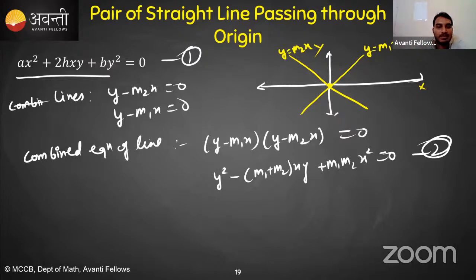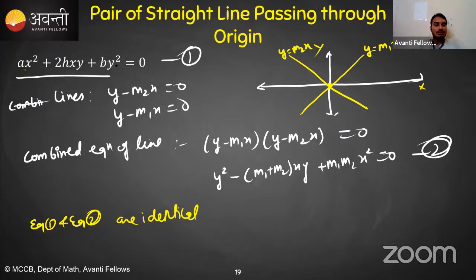Equation 1 and 2 both are representing the equation of lines passing through origin, right? So you can say that equation 1 and equation 2 are identical. What I did, I have assumed that this equation is a general homogeneous equation of degree 2, so it will give me two lines which are passing through origin. So I have assumed that those lines are y is equal to m1x and y is equal to m2x. Using this I have found the equation. So equation 1 and equation 2 are identical.